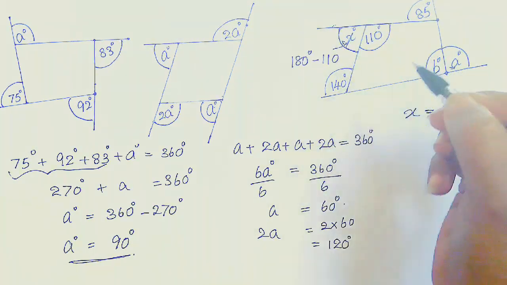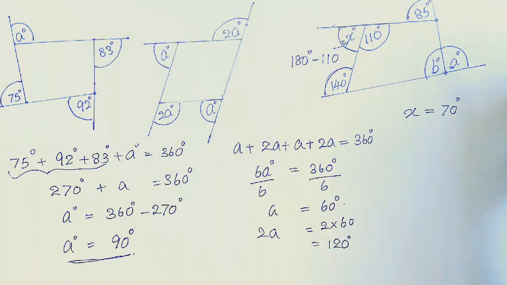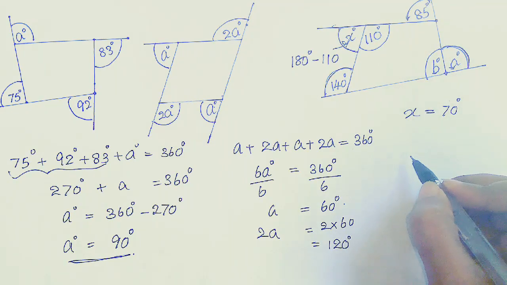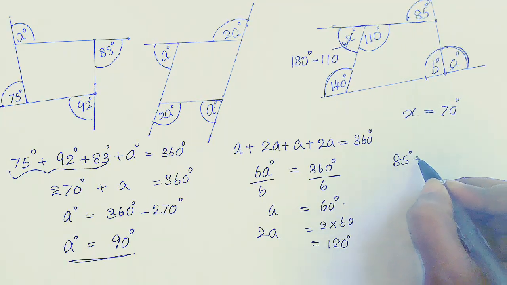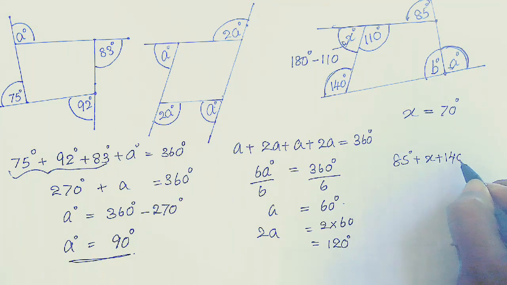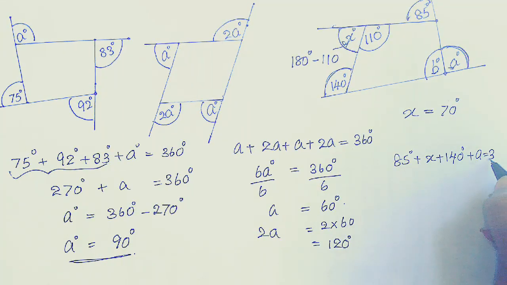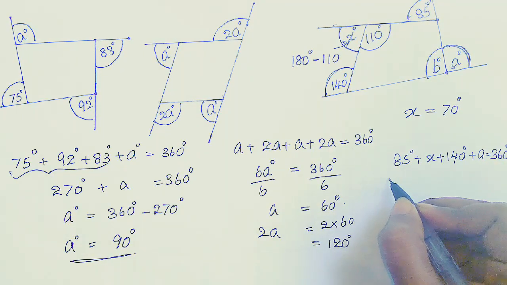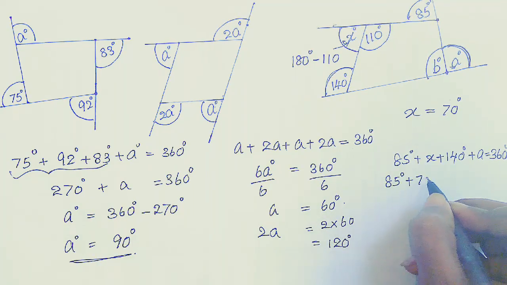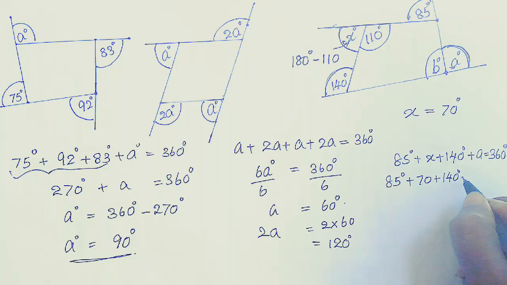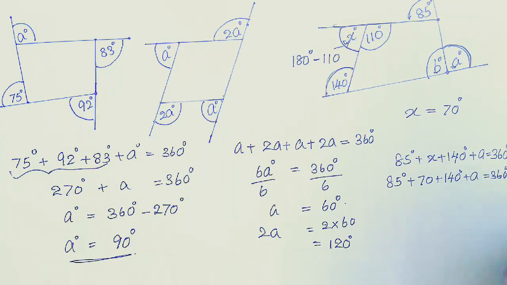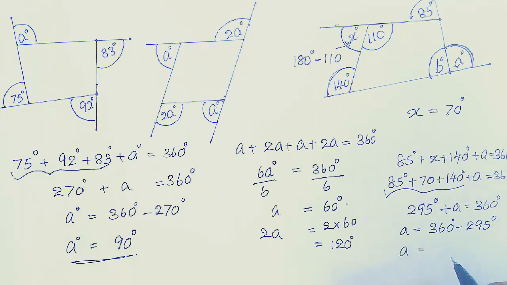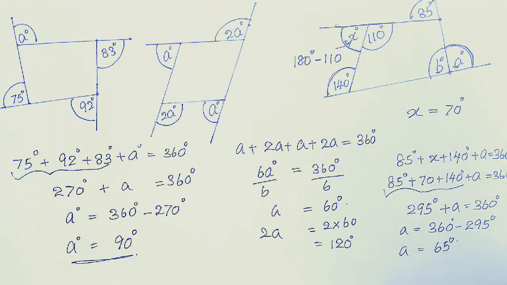Now we know 3 exterior angles of this quadrilateral. The unknown term is A. Then we can write 85 + x + 140 + A equals 360 degrees. We can substitute 70 for x. Then we can write, add the numerical values and find A as 65 degrees.